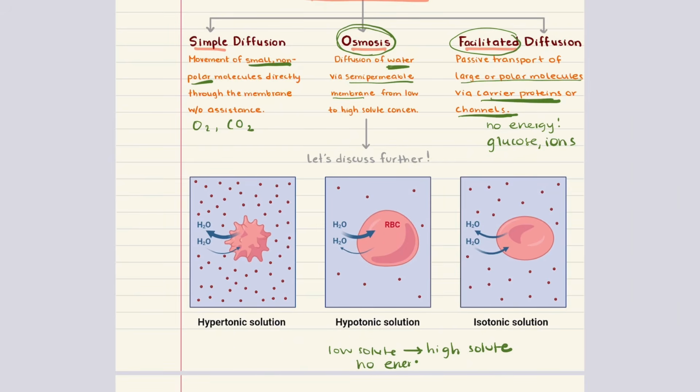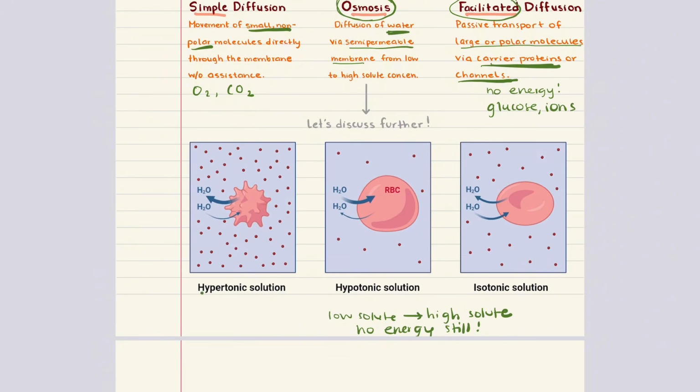The effect of osmosis on a cell depends on the tonicity of the surrounding solution. So in a hypertonic solution, the surrounding fluid is going to have a higher solute concentration than the cell interior. And because we know water moves towards the higher solute concentration, water will leave the cell and it's going to cause the cell to shrink.